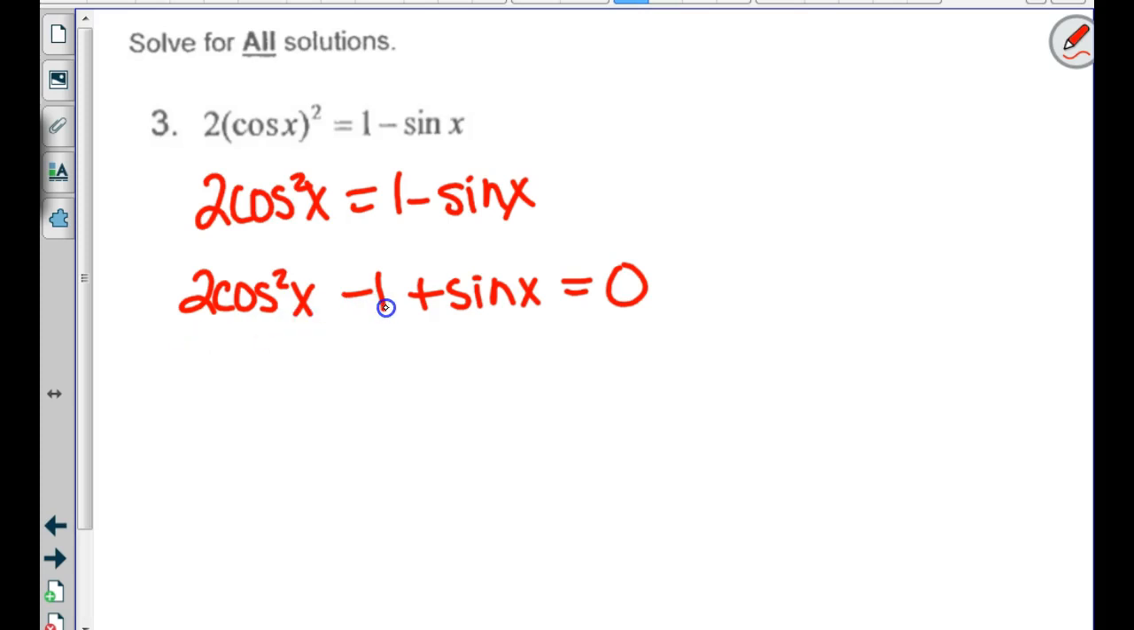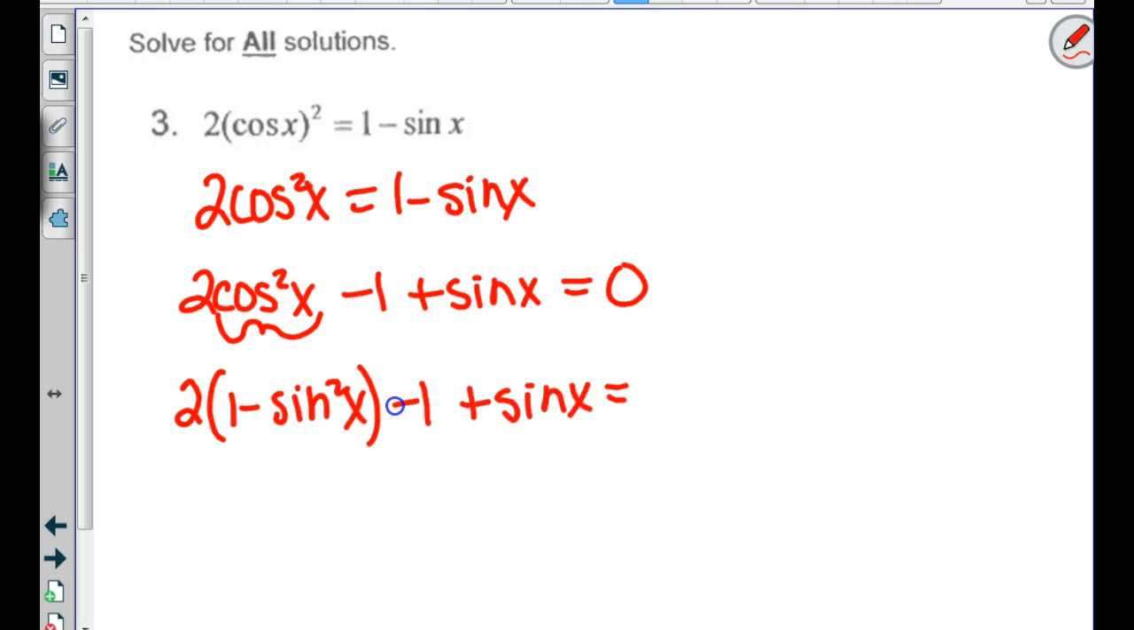Two cosine squared minus 1 is actually a cosine of 2x, I think, a double angle, but I don't think that's going to help us because I think we need to replace just cosine with something. What is cosine squared? Okay, so I want all the same function is the issue. I can't have different functions. So cosine squared is 1 minus sine squared. Then on the back, there was still this minus 1 and this plus sine x. Okay, distribute the 2.